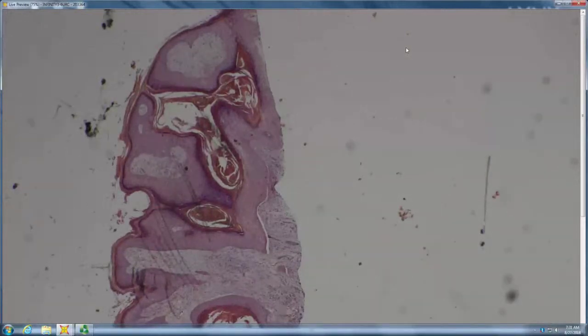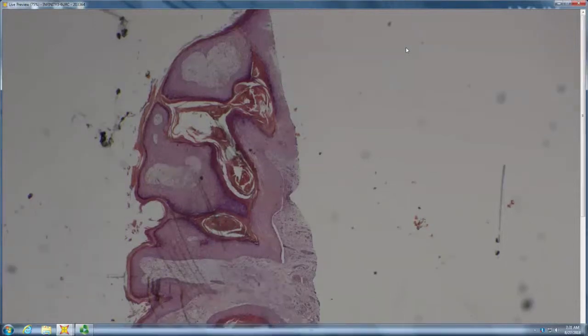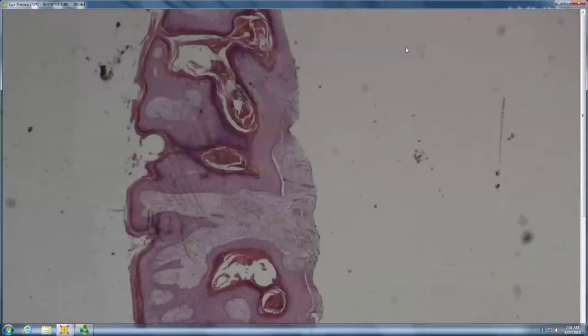I heard Seb. Anything else? Hypergranulosis, hypergranulosis, hypergranulosis, all in the center. Okay. It's an early keratoacanthoma starting to open up.